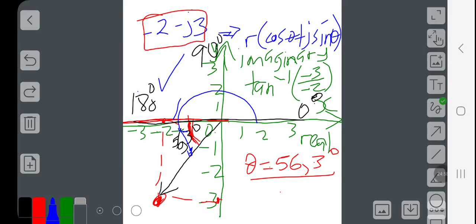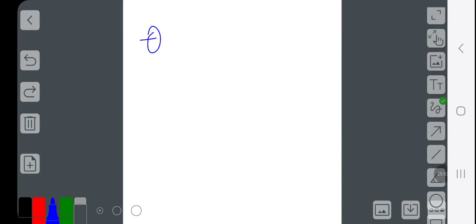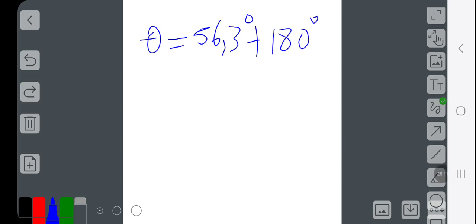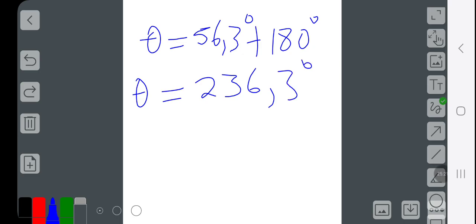I'm going to rub this since we are done with this one, which means I'm going to say my theta here, my argument now, it's 56,3 degrees plus 180 degrees. So this one will become your argument. It's 236,3 degrees. So you just need to write it down, guys.